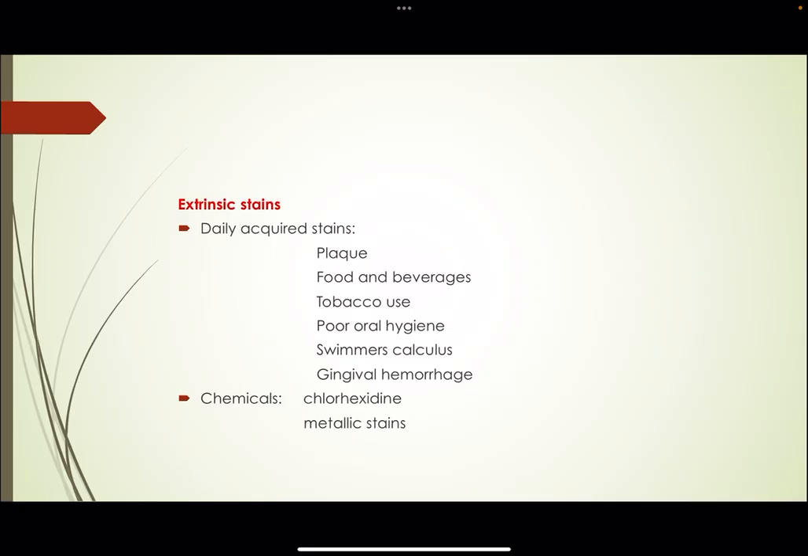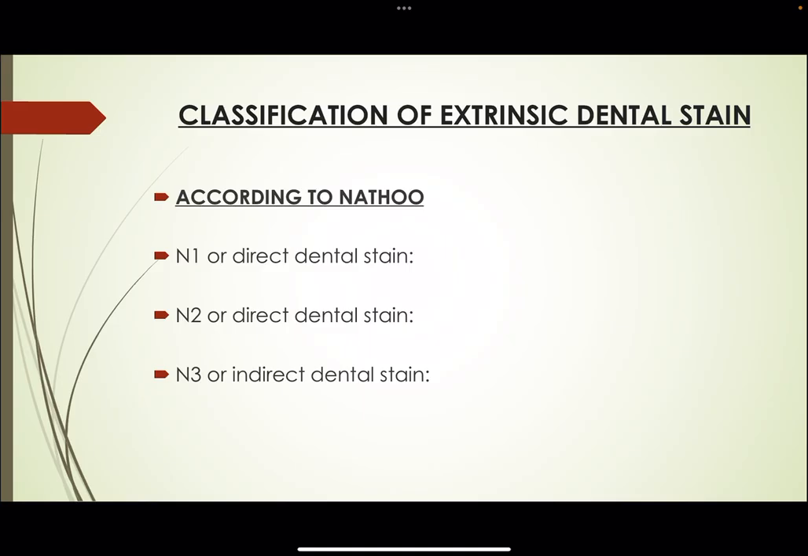aging. Extrinsic stains, daily acquired stains, are due to plaque, food and beverages, tobacco use, poor oral hygiene, swimmer's calculus, gingival hemorrhage. Chemicals include chlorhexidine as well as metallic stains.